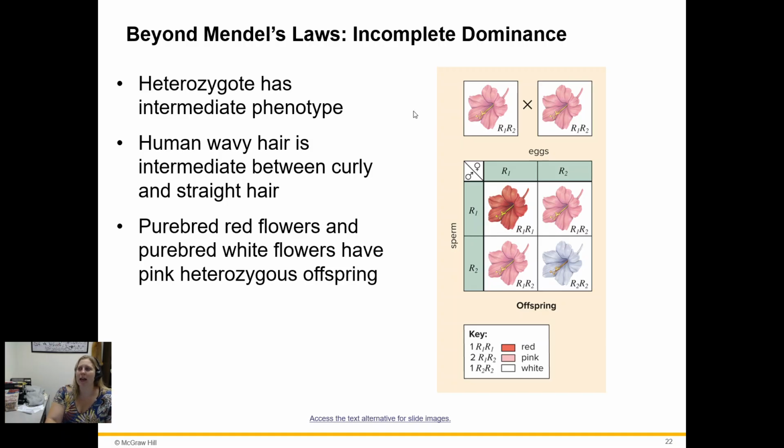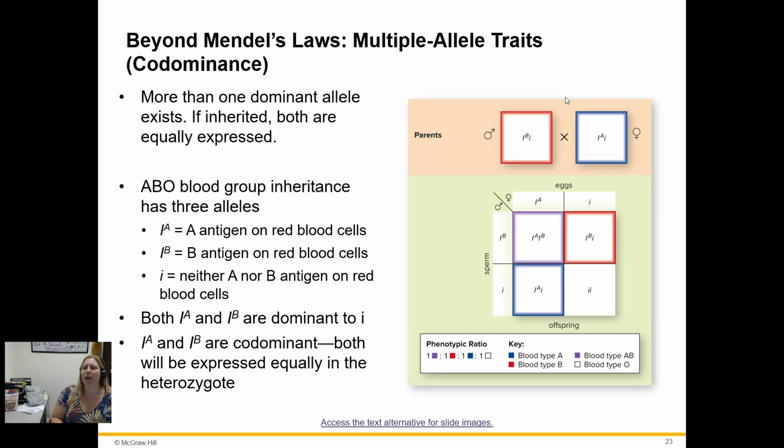Now, when we look at incomplete dominance, we have something that's kind of the opposite, where we would call that codominance. Codominance is also known as a multiple allele trait.